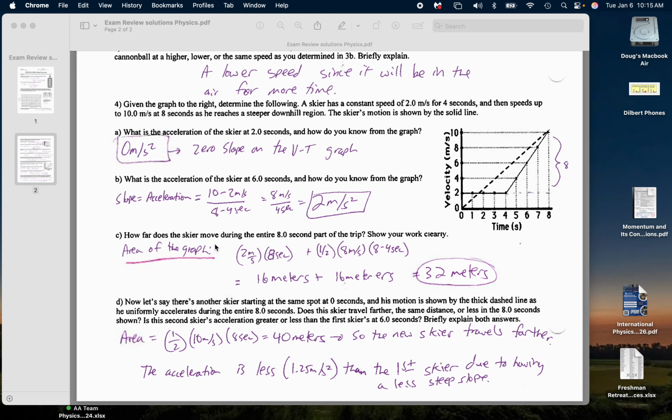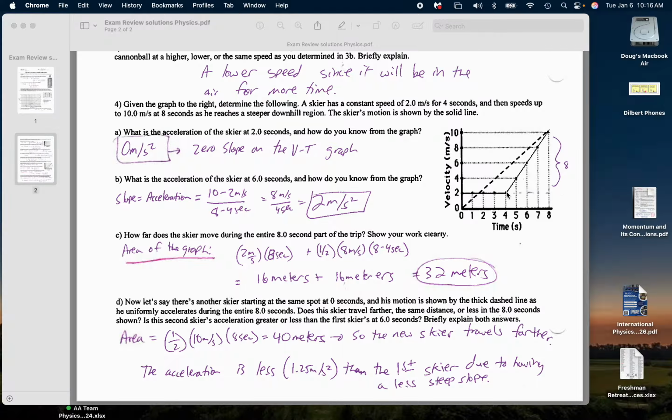How far does the skier move during the 8-second part of the trip? So there's a couple ways you could do this. You've got to get the area of this graph. So what I did is I took this from 0 to 8 seconds. The initial velocity was 2 meters per second. So I multiplied 2 meters per second times 8 seconds to get the area of that rectangle. That was 16 meters. And I took the area of this triangle.